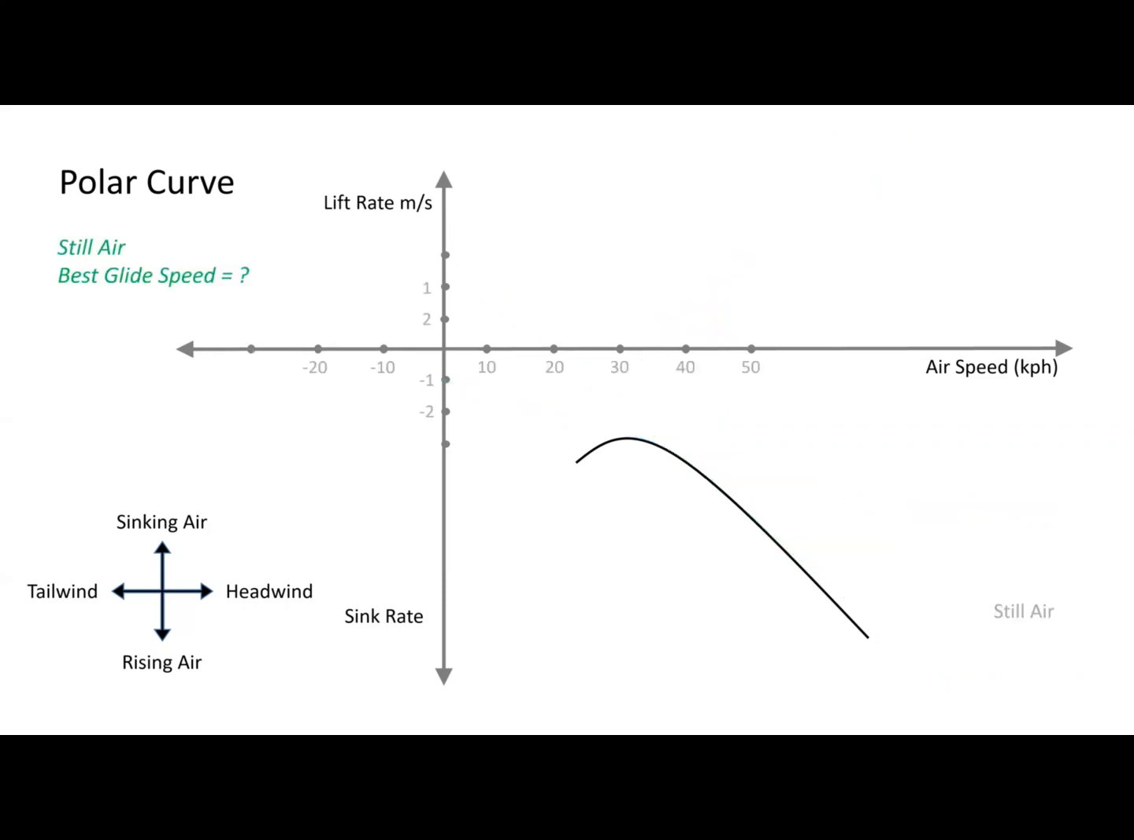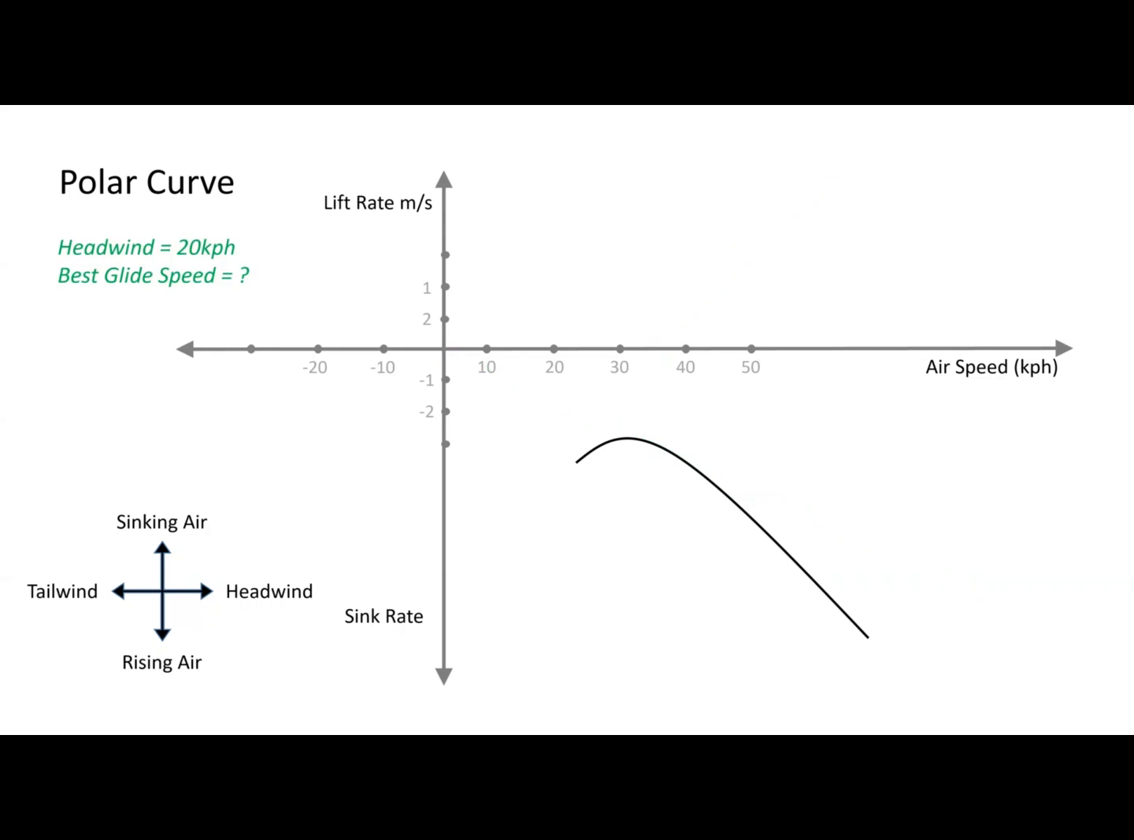What about this one here? So question: best glide, still air. How do you get your best glide speed in still air? From the cross point, from the north. Exactly, and just draw a tangent and you go there and it says boom, boom, boom. And it's roughly 35 kilometers an hour in this chart. Okay. Next one.